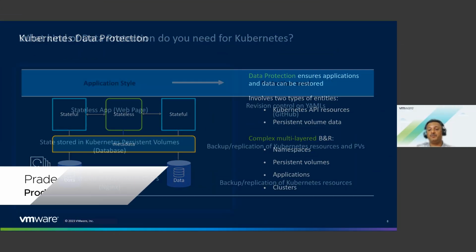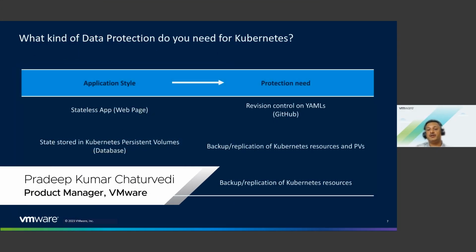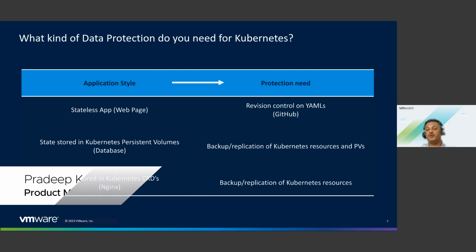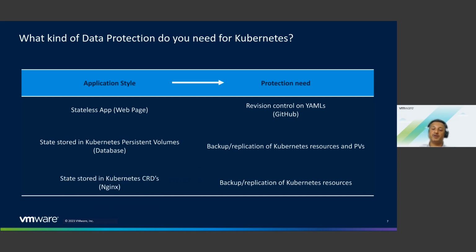We try to understand what kind of solutions we need for your Kubernetes applications. So I'm here to talk about the various kinds of applications you run in Kubernetes. Some of them are stateless apps, like a web page, where you make changes less often, and most of the time you make changes through your source control, like GitHub. So you can manage the revisions of those applications in YAMLs.